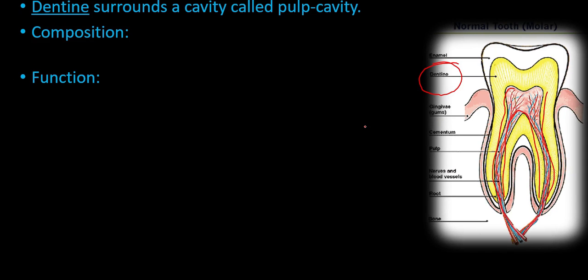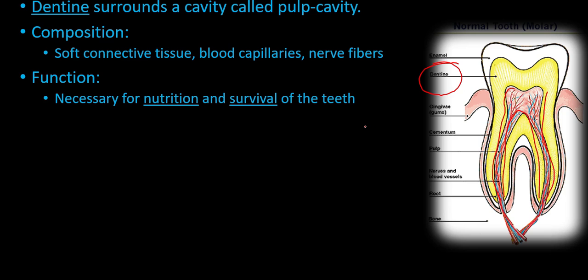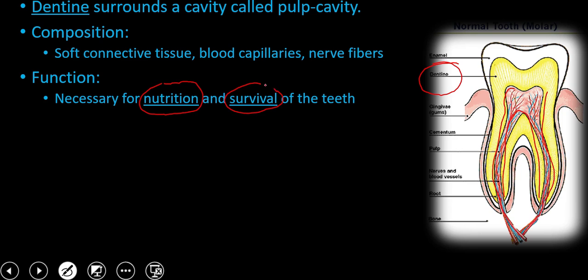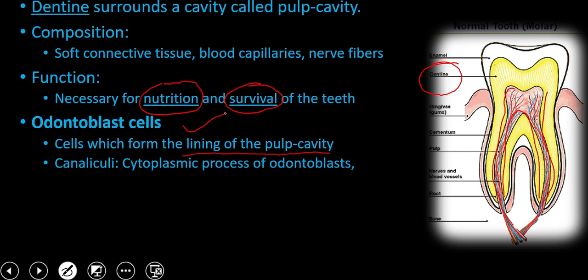So dentin surrounds a cavity called the pulp cavity, which has soft connective tissue, blood capillaries and nerve fibers. The function of this is to provide nutrition and is necessary for the survival of teeth. Now the lining of the pulp cavity is made up of cells called odontoblast cells.